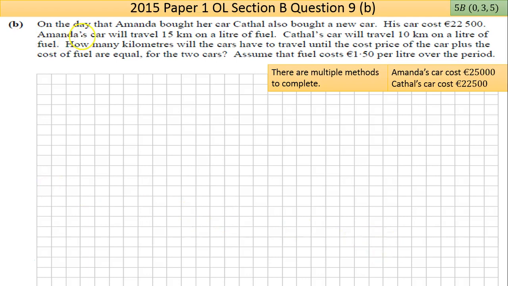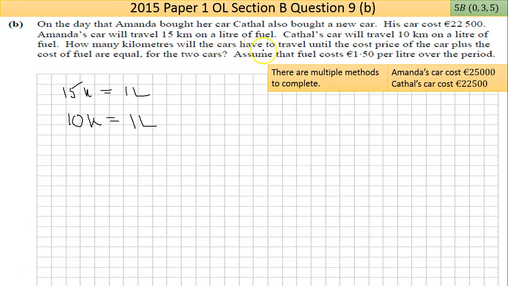Okay, so part B now. On the day that Amanda bought her car, Cathal also bought a new car. His car cost 22,500. Now this will be tricky. Amanda's car will travel 15 kilometers on a litre of fuel. So I'd write that out. 15k equals 1 litre. Just to try to get the attempt, even if you get stuck. Cathal's car will travel 10k on 1 litre. Now, obviously, Amanda's car is more fuel efficient. She's going a further distance on her fuel, so that's a better choice, depending on how much you drive.